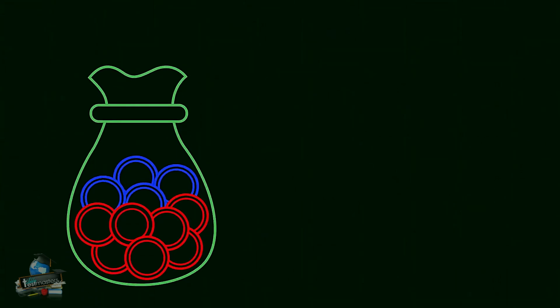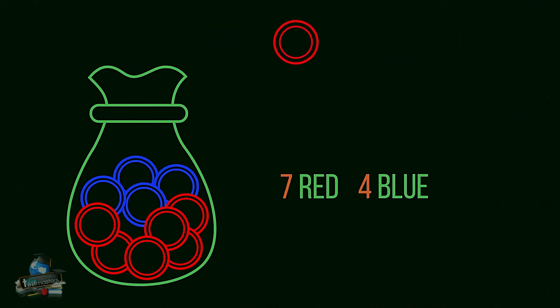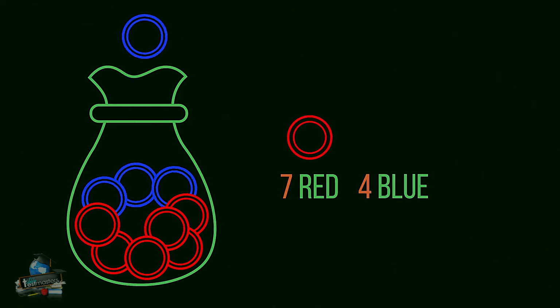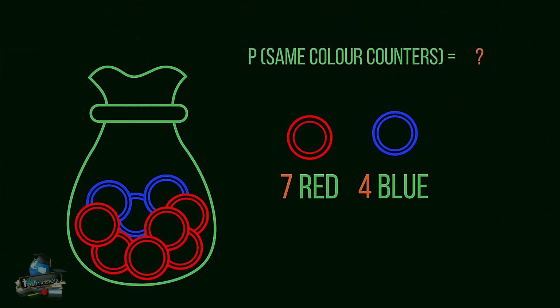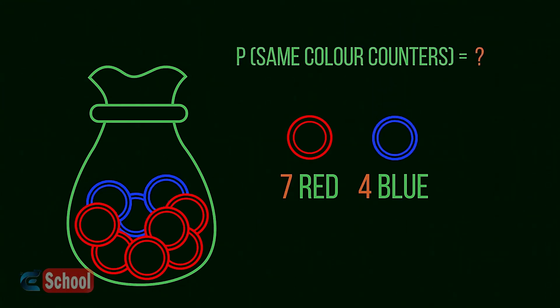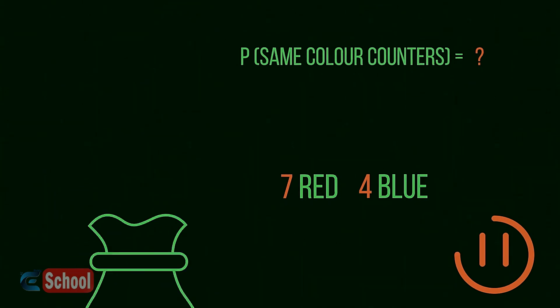A bag contains 11 counters. There are 7 red and 4 blue. One is selected at random and not returned. A second is then selected. What's the probability that they are the same colour? If you want to have a go at this question, pause now. If you want to see how to set it up and then have a go, we will show you now.